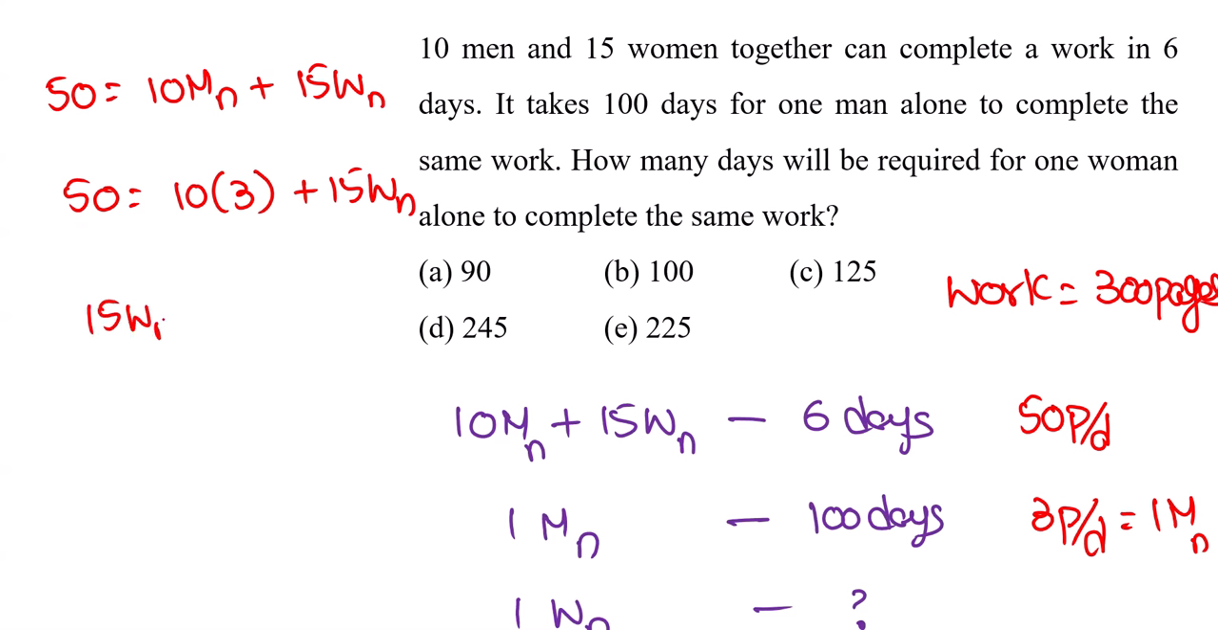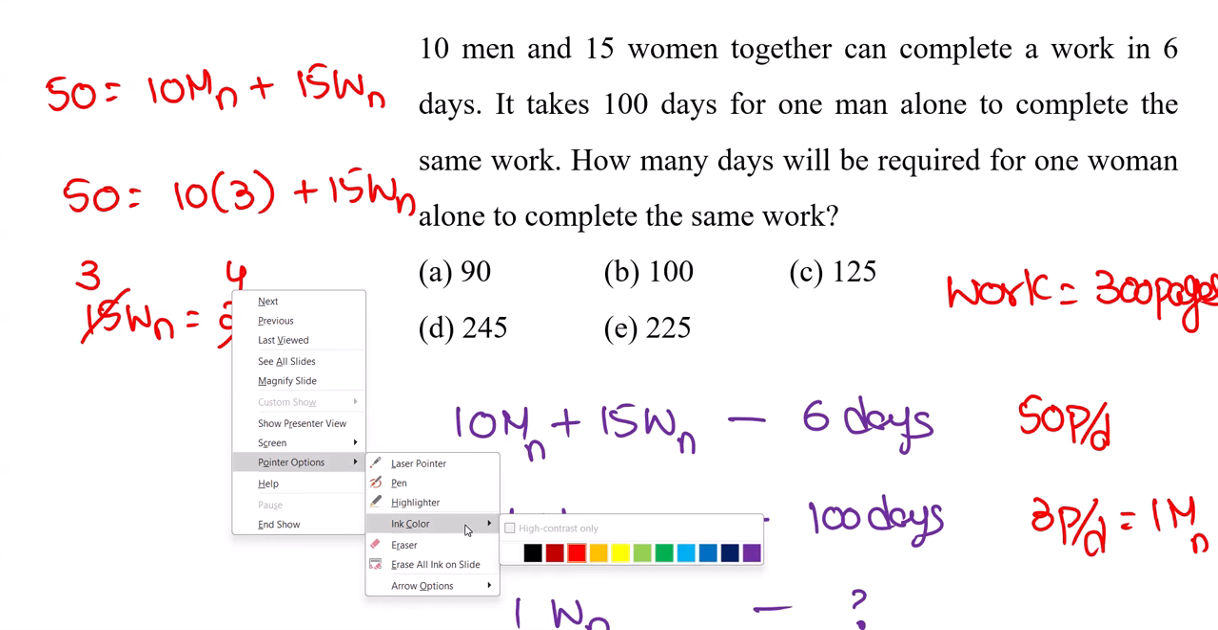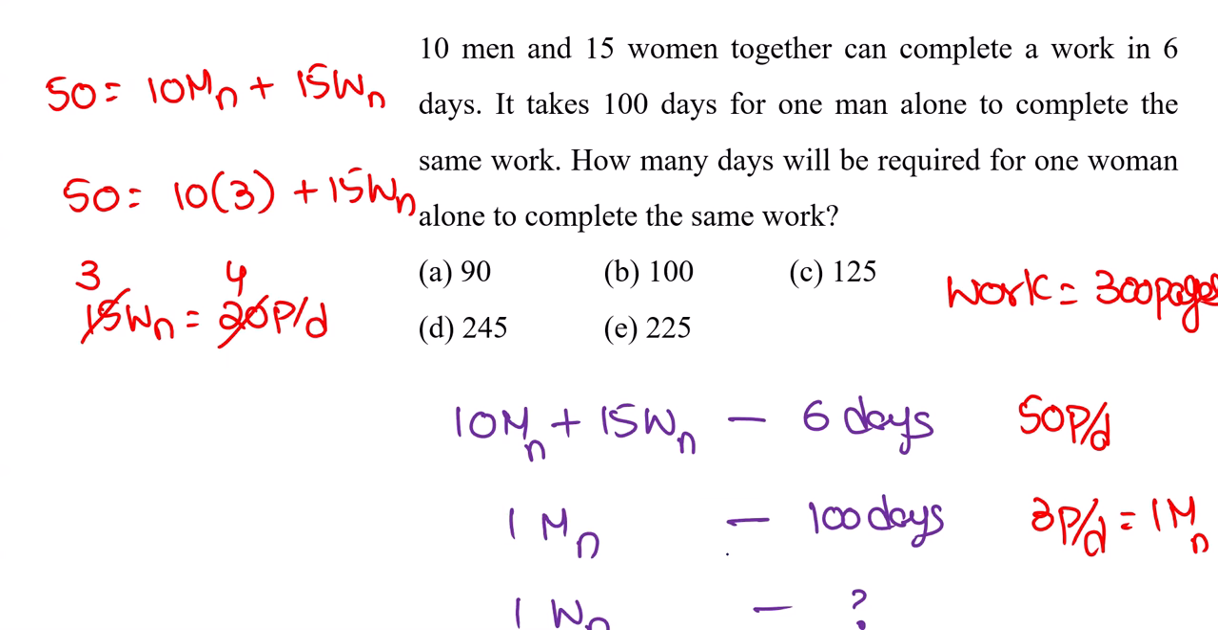So one man can type 3 pages, then 15 women you can understand can type 20 pages per day. One woman can type 4 by 3 pages per day. We need efficiency, then only we can decide. So one woman can type 4 by 3 pages per day.